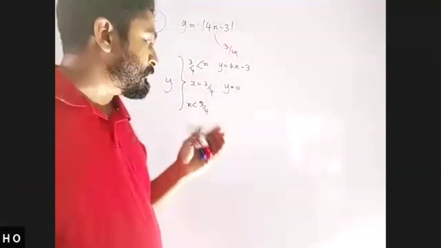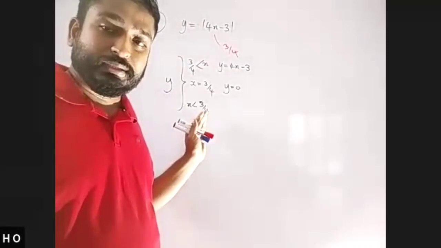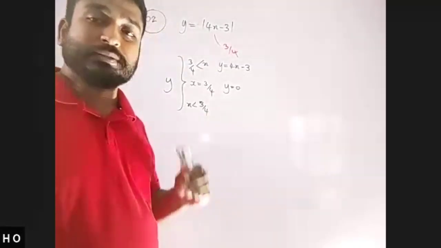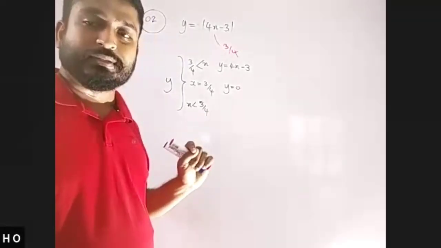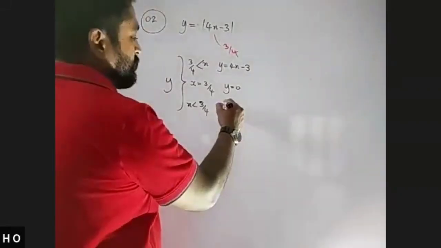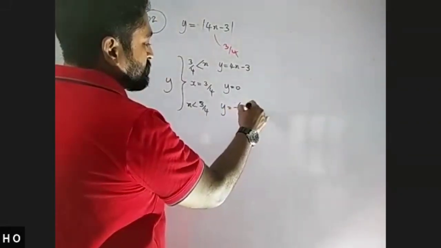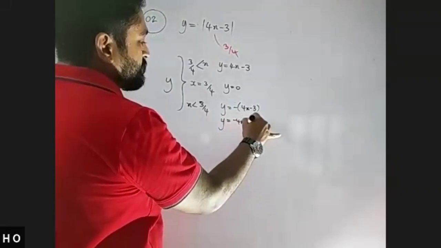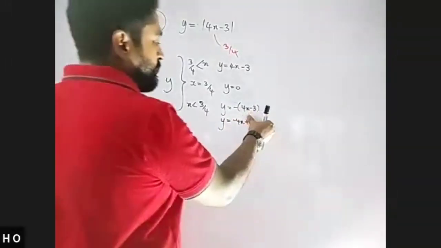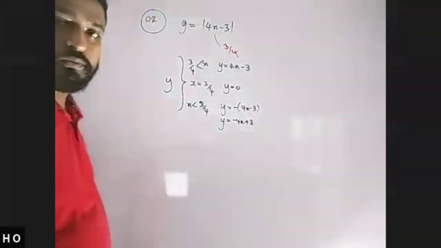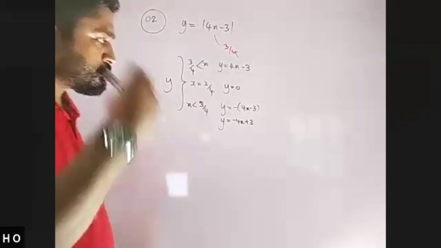Once you make the input from this particular region, if the output gets to negative, you have to have plus output for the modulus function. So you have to get it multiplied by minus. So it is going to be y equals minus of 4x minus 3, y equals minus 4x plus 3. That is how you have to do that. Clear?